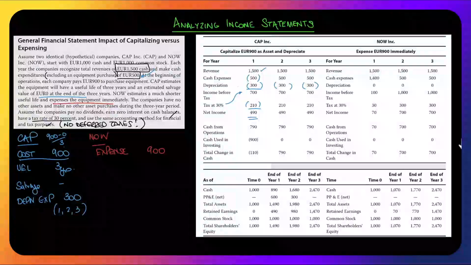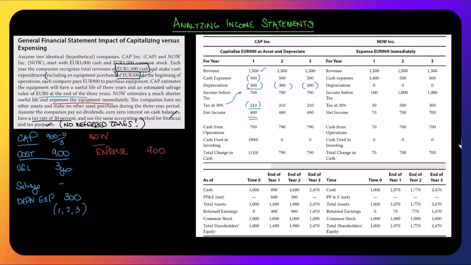What about the cash flow statement? Cash from operations, let's just go through the income statement and find every cash flow. 1,500 is cash, less 500 cash expenses, that's 1,000. Depreciation is non-cash. Won't deduct that. So still got 1,000 less the 210 I pay in tax. That leaves me with CFO of 790.